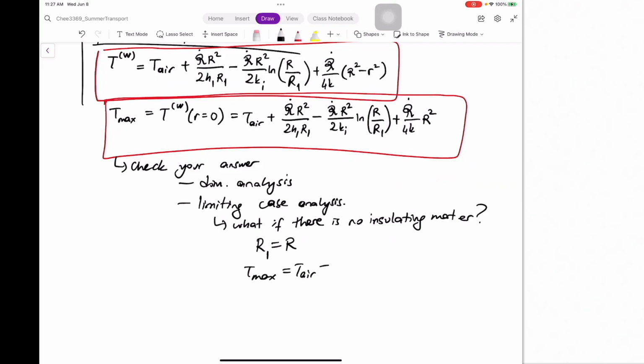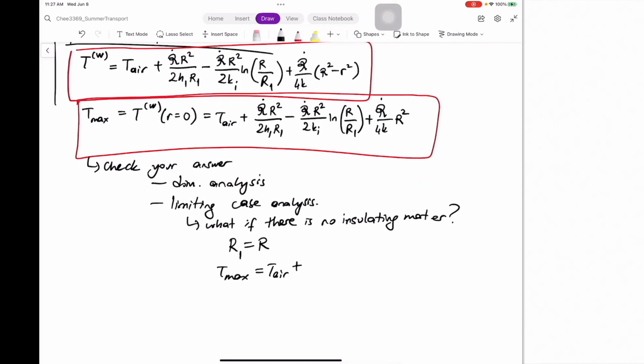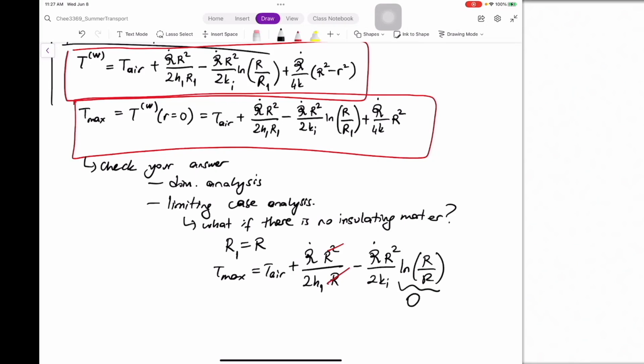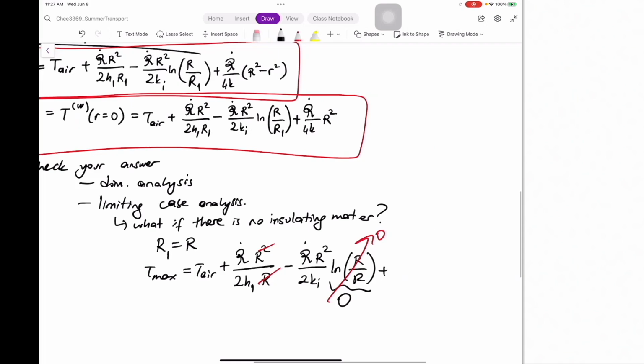T air plus R squared over 2H1 R1. Sorry, R1 is going to be replaced by R. In this case, you get rid of one of the R's, minus R dot R squared over 2K_i logarithm of R over R. Logarithm of 1 is 0, so you get rid of this term, right? And plus that over 4K R squared.